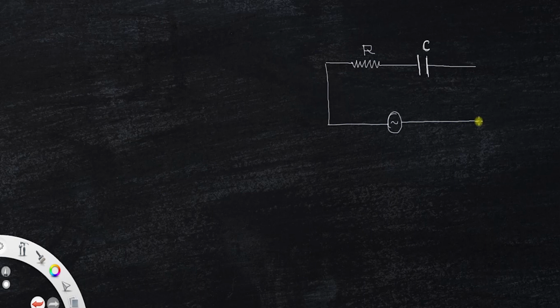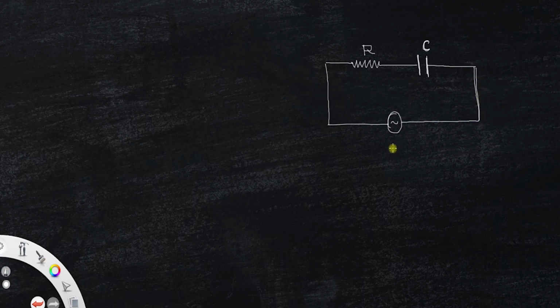So in this video, we will discuss the value of the current flowing through a series combination of a resistor and a capacitor. Suppose we have a series circuit of a resistance and a capacitor like this. That is, we have a resistor of resistance R and a capacitor of capacitance C connected in series with an AC source. This is the AC.